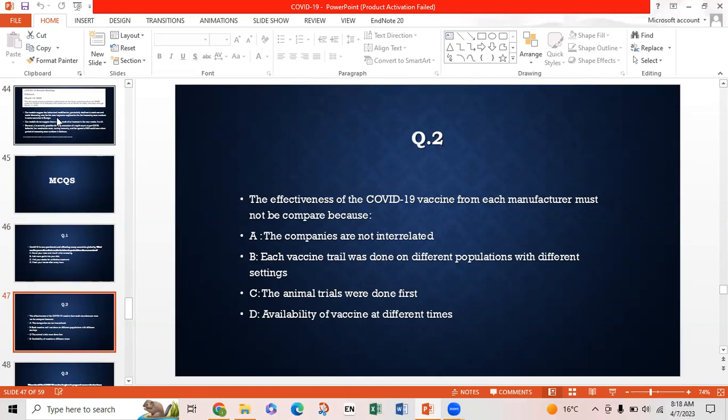Option B is the right one because the vaccine trial was done on different populations with different settings.